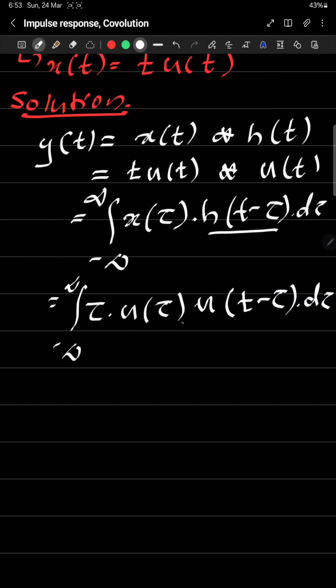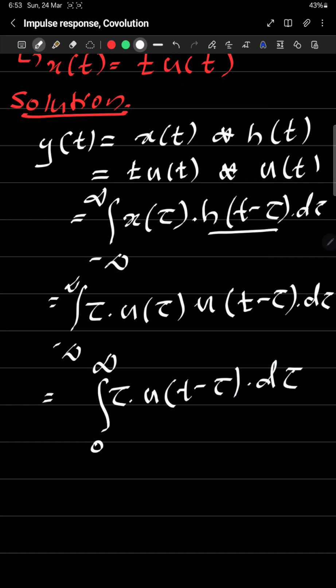So you have u of tau, and your independent axis is tau. So you have u of tau and u of t minus tau. What is u of tau? Let's find the signal. u of tau exists only from 0 to infinity, you know that. So you can make the limits 0 to infinity: integral of tau into u of t minus tau d tau.